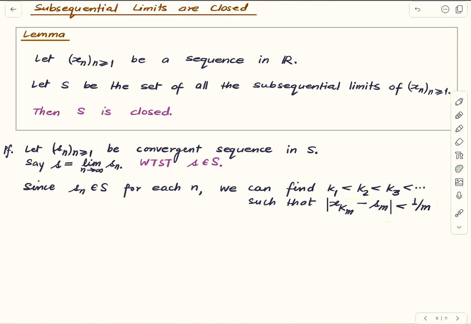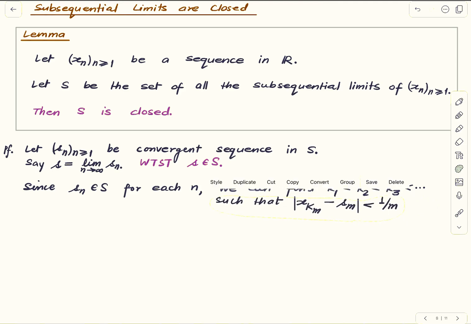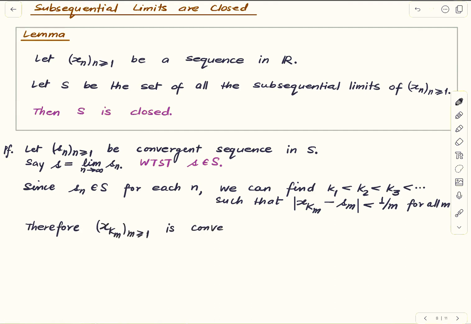So I hope that reasoning was clear, because that is crucial to this proof for all m. Okay, and now note that therefore xkm is convergent, and in fact its limit has to be the same as the limit of Sm, which is s. So again, this also has to be justified.